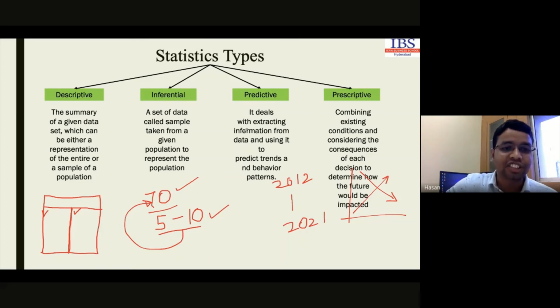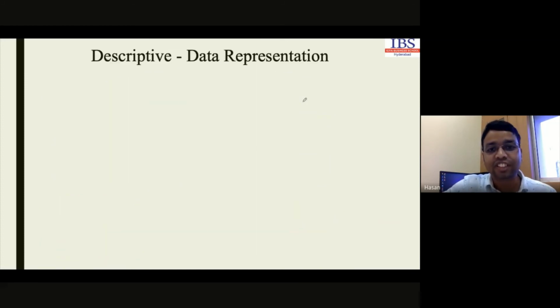Now we are going to discuss them one by one: descriptive, inferential, predictive, and prescriptive statistics. The very first one is descriptive statistics. Whenever we discuss statistics, we have to collect the data. The data will be in raw form, and we have to convert it into processed form. This is the data representation.